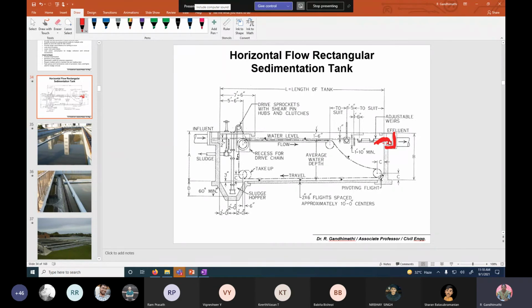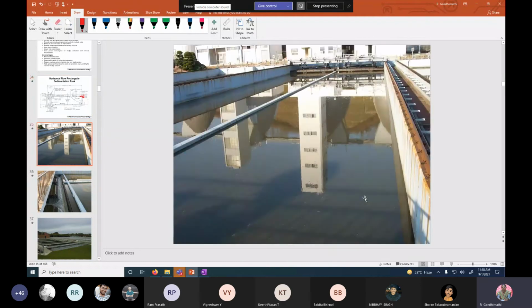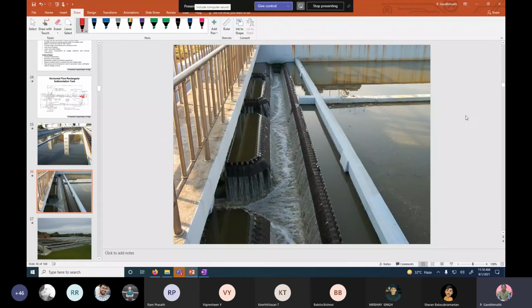The overflow weir should be provided throughout the complete width of the chamber. For circular tanks, it should be provided around the circumference, so the water may overflow to the outer chamber throughout the circumference. Whereas in a rectangular chamber, the water may overflow into the outlet, where one more unit is provided. In the section I have shown, this is the way they used to provide. The water may be collected like this.